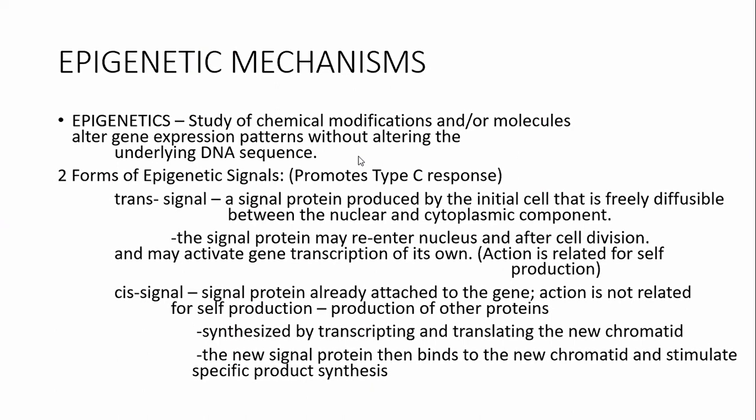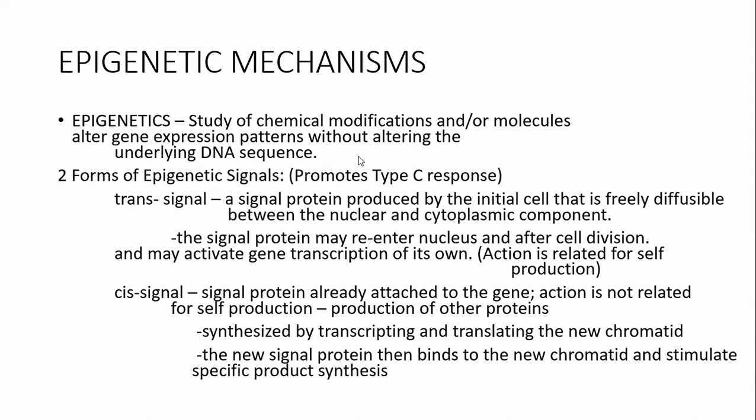The preformed signal that was included during cell division will enter the nucleus again. Initially, it went out, then after cell division, it enters again. Then it would bind to its own area, its own gene sequence. It would bind there and promote production of its own. So they are self-regulatory.